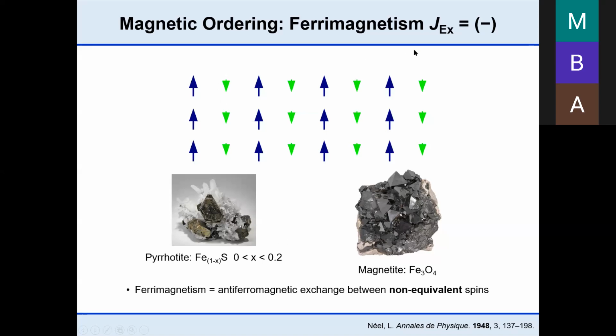And as a result of this, the fact that our spins are not fully compensated, we do get a net magnetic moment, even though we have a formally antiferromagnetic exchange interaction. And again, these also have ordering temperatures associated with them, and they also need to be cooled below their ordering temperature in order to actually display this magnetic ordering.